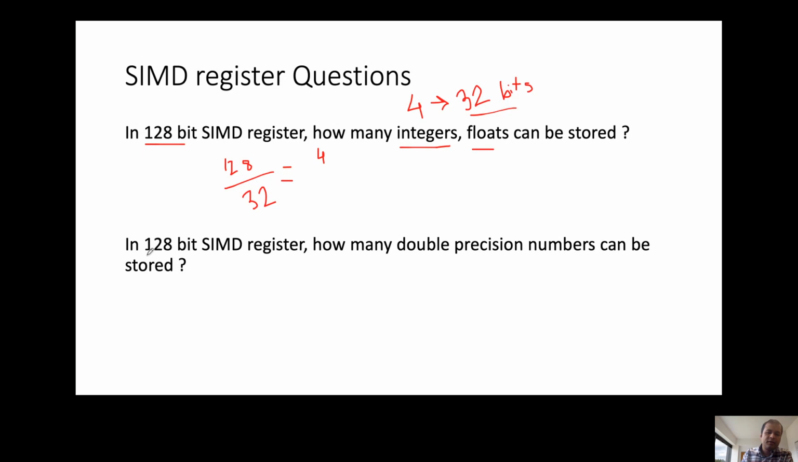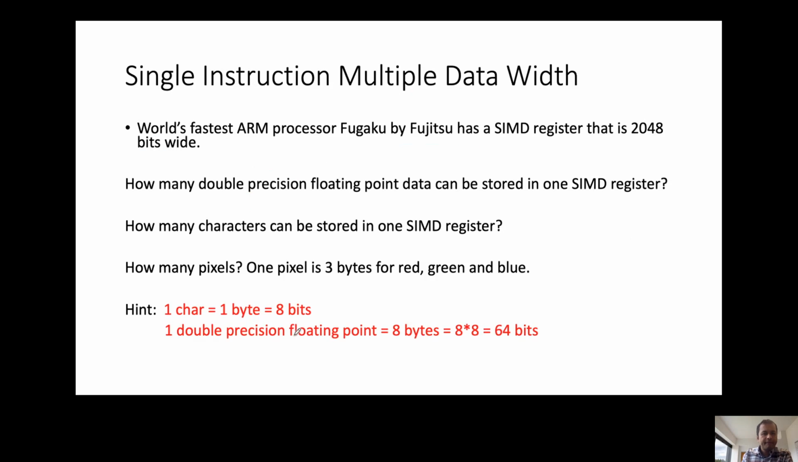All right, now let's look at the second problem. In a 128-bit SIMD register, how many double precision numbers can be stored? That would be 2, because double precision numbers require 64 bits of storage. So 64 bits are required to represent one double precision number, and in 128 bits, you can have 2 doubles. All right. And similarly, this could be your practice problem. Let's look at that.